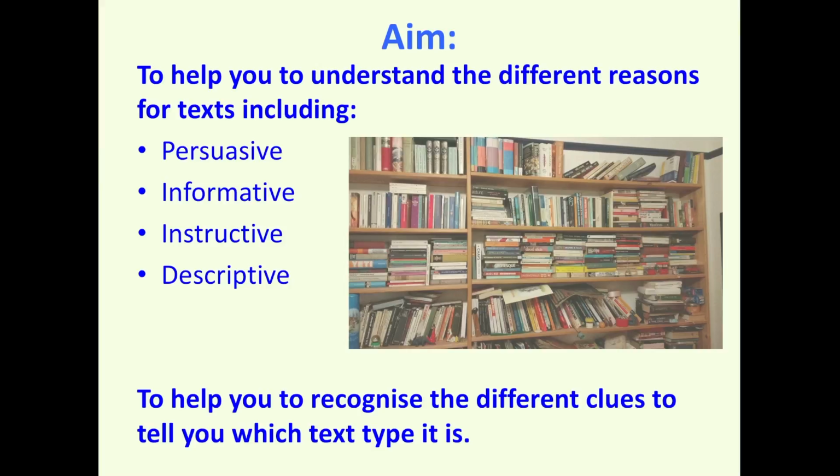The aim of this PowerPoint is to help you to understand the different reasons for texts. We look at 4 different kinds. There are others, but if you can understand these main 4, that will help you to get an overall picture. We'll look at them in more detail through the video. The 4 types are persuasive, informative, instructive and descriptive. The video also aims to help you to recognize the different clues that tell you which text type it is, so we'll look at the methods that the writers of each type use.